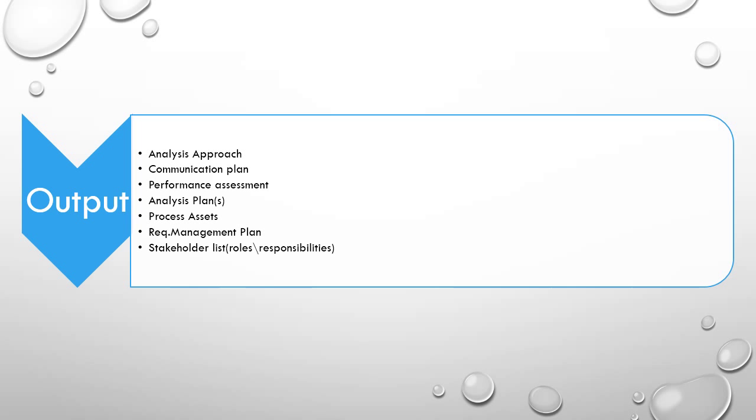All the process assets. What are the process assets? During the elicitation process or during the analysis process or whatever process we have completed so far, all the diagrams, all the workflows which we have captured so far, that can be considered as a project asset or the process asset. Requirement management plan. As we have gone through different stages of the activities, now we have the final requirement management plan which we can use.